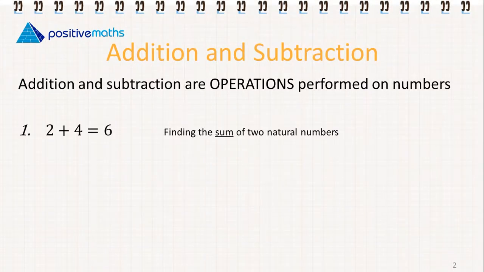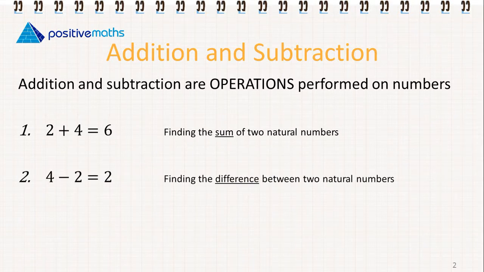In this video for Positive Maths, we're going to be looking at natural numbers and operations and PIMDAS. First of all, we're going to look at addition and subtraction when it comes to natural numbers. Addition and subtraction are operations. This is a very important word. When we talk about operations in maths, we're really talking about changing the number in some way. So as we just said, addition is an operation. We're adding something to the number, and now 2 plus 4 becomes 6. We also say that we're finding the sum of two natural numbers. So anytime we see the word sum, it has to do with addition.